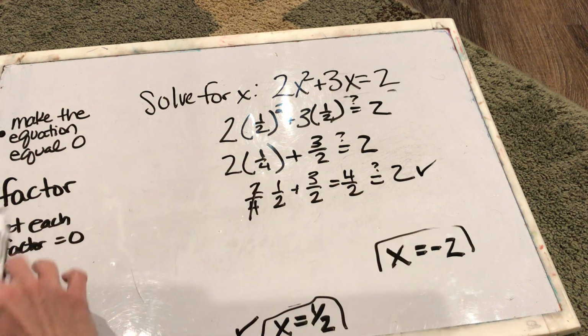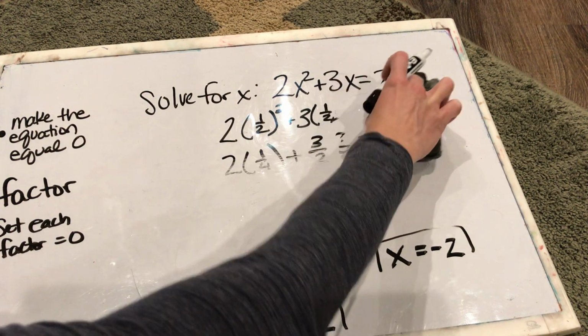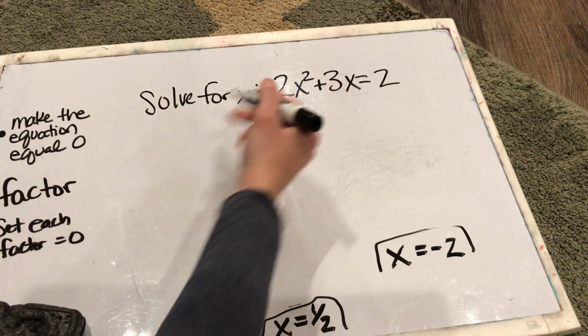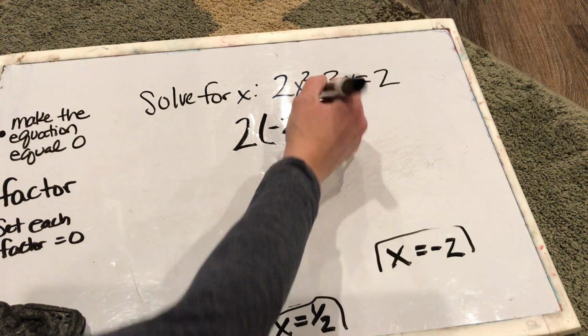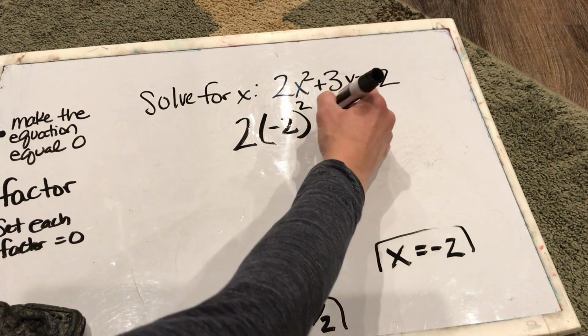Let's try -2. Surely it can't have two answers. I've got to put the -2 inside the parentheses. I need to square the -2.